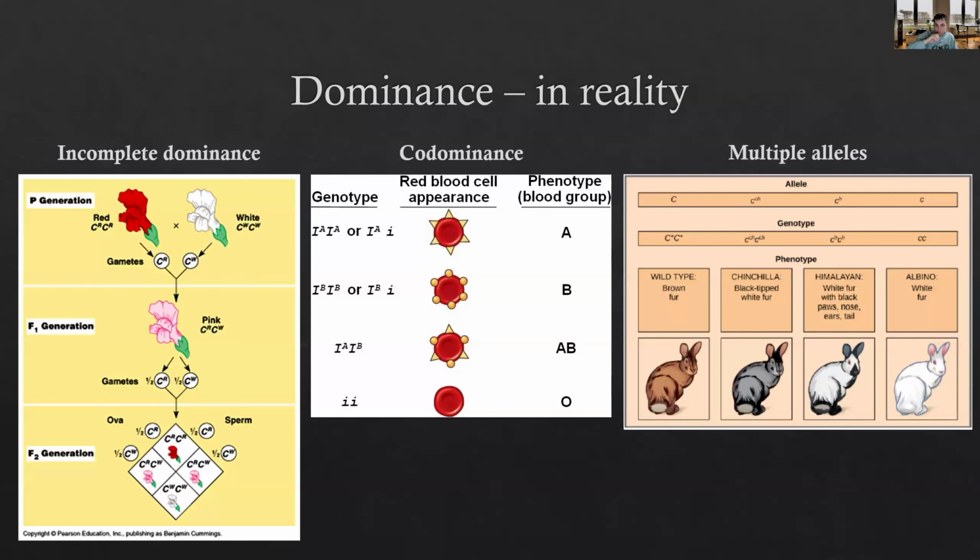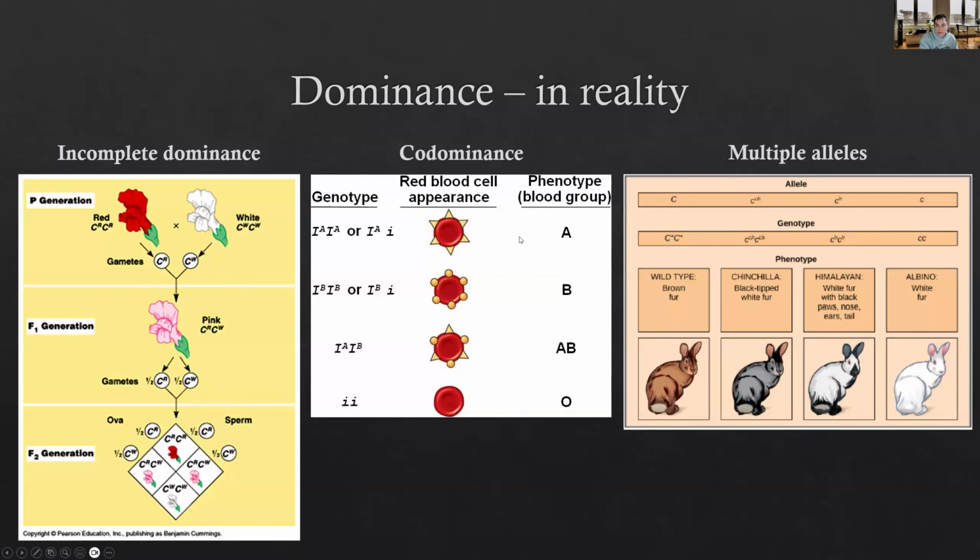If you have the A allele, the A version of this, you produce the A molecule on the surface. If you have the B allele, you produce the B molecule on the surface of your red blood cells. And if you have the O allele, the O version of this gene, you produce neither A nor B. So your red blood cells are functionally naked with respect to these different antigens, okay?